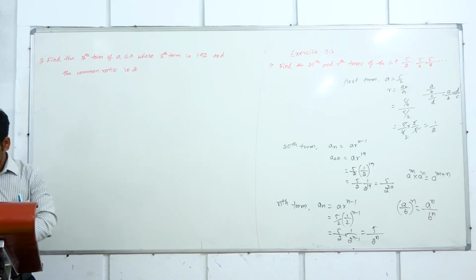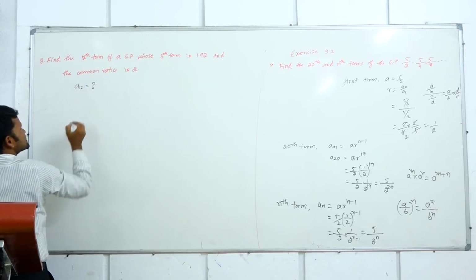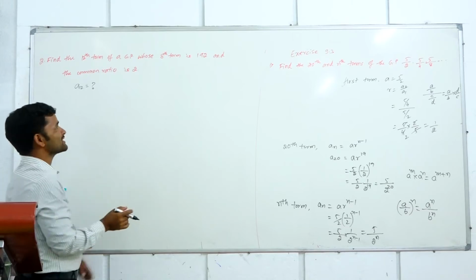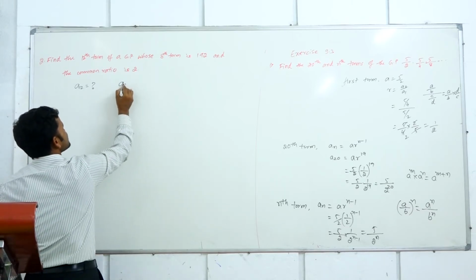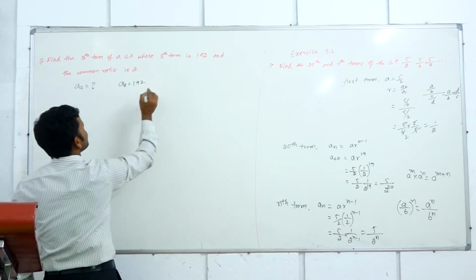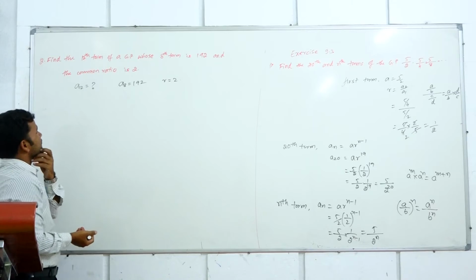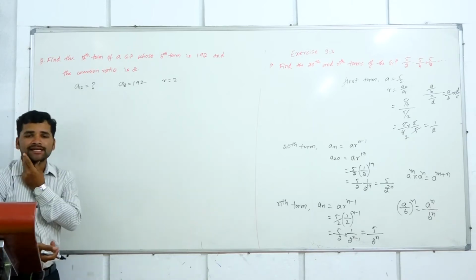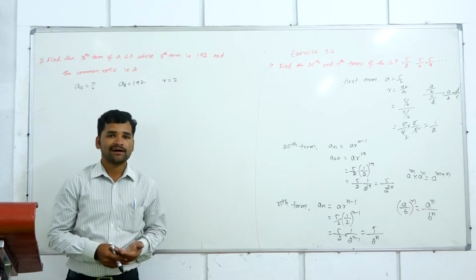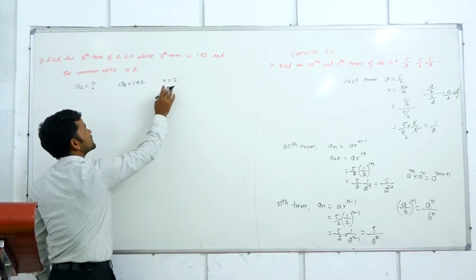Find the 12th term means what? A12 is equal to question mark of a GP. One GP is there whose 8th term is 192. 8th term in the sense A8 is equal to 192 and the common ratio is 2. R is equal to 2 here. A12 means A into R to the power of 11. A and R are the two unknown quantities I need to find out here. R is already given to us.